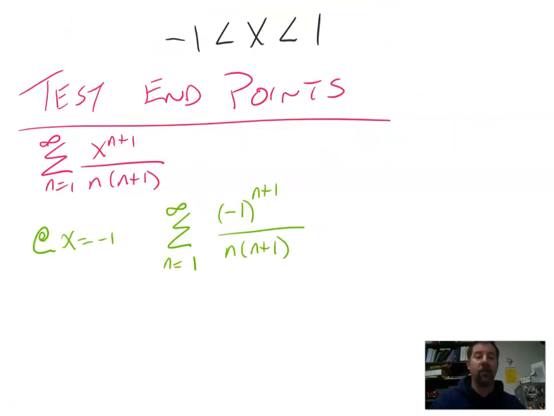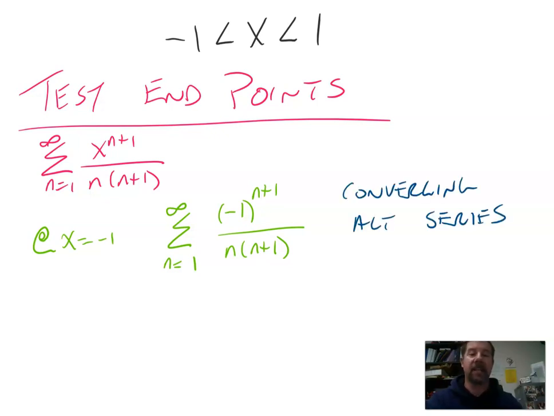Okay, so we're going to plug negative 1 back into our original series, x to the n plus 1 over n times n plus 1. And in this case, we get an alternating series again, right? And that is going to pass the nth term test, as n goes to infinity that will go to 0. And the terms will get smaller as n gets bigger. So this is going to converge by the alternating series test. And because it converges by the alternating series test, I need to put a little or equal to on the negative 1.